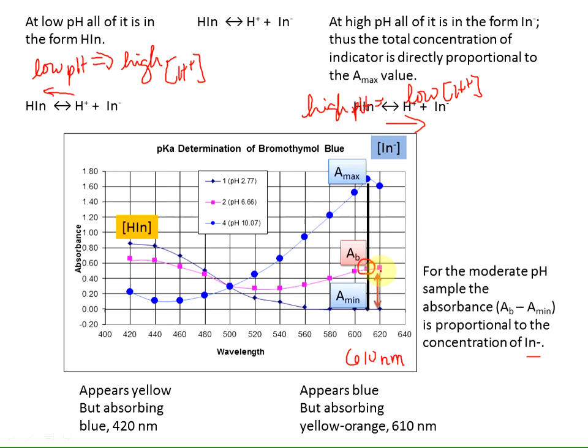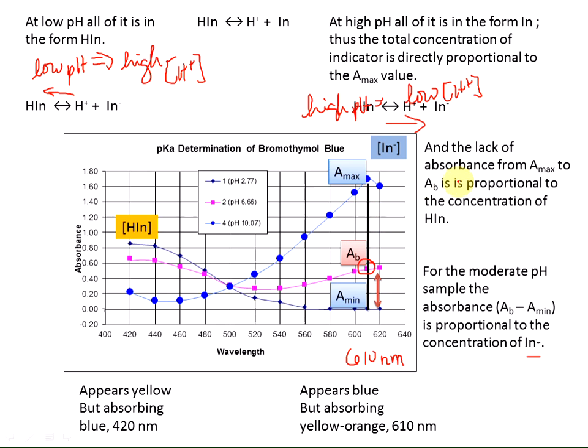Well, if A max to A min represents the maximum amount that it can go, then the difference between the A max and the AB represents the other portion of the indicator, in the protonated form. So the lack of absorbance from A max to the AB is proportional to the concentration of the HIN. Everything that absorbs at this peak is due to the IN minus, but the lack of it absorbing from this region to here is due to that protonated form. So again, the A max to AB, this lack of absorbance here, corresponds to the HIN values.